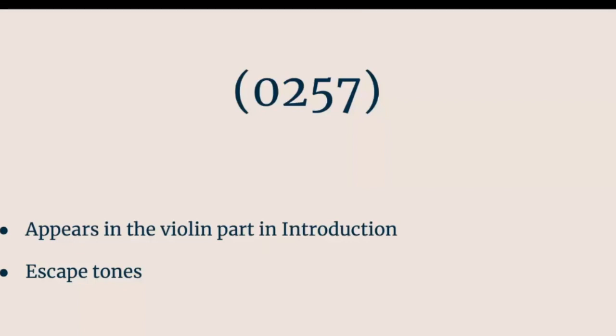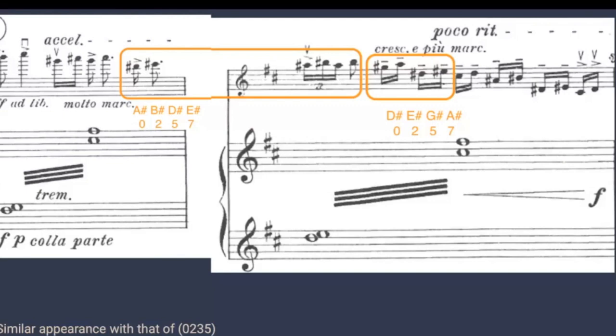Finally, we will look at the last prime form, 0257. Its appearance in the introduction is almost identical with that of the 0235 in the violin part, but only with different intervals, thus making it another prime form.